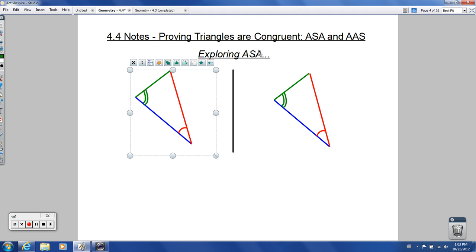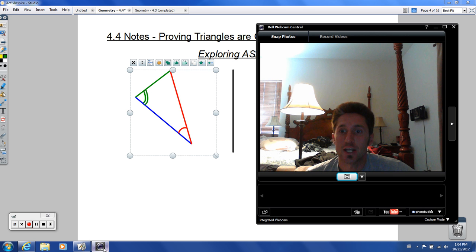So angle side angle, is it a congruence postulate or theorem for triangles? If you have an angle, included side, and an angle in one triangle, does it have to match up? If it has that same sort of relationship in the other triangle, do they have to be congruent? Yes, they do.